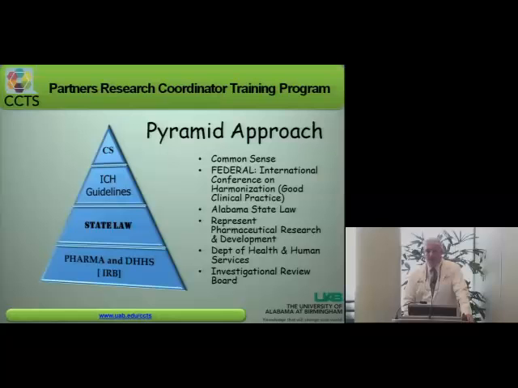All right, this is the pyramid approach. You can look at this on your own. It gives you an idea of where everything is. Notice at the very top it's common sense. That's the biggest thing a coordinator needs, common sense to understand how best to enroll subjects and keep them in the study.